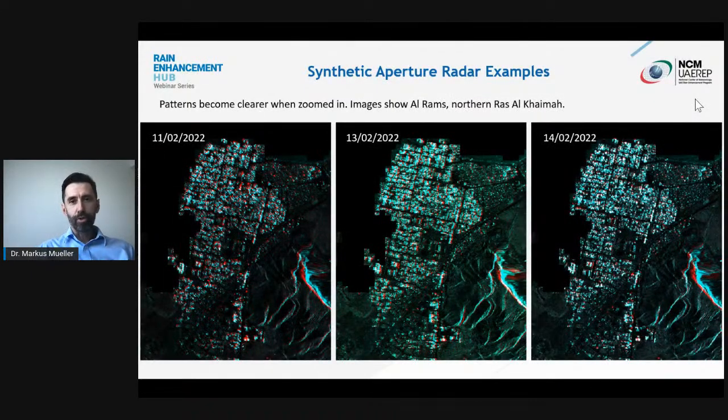And this is exactly the same, just in a more urban area. Again, the same area, the same time, just for visualization. In the middle, you see soil moisture picking up. Next slide.